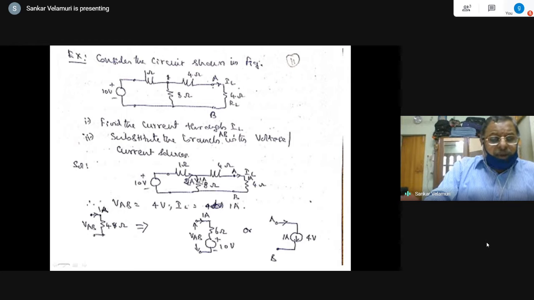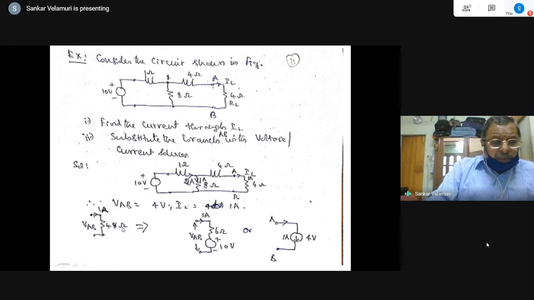And using the current division rule, because the branch resistances are equal, 1 ampere of current flows through the 8 ohms branch and this IL, that is through AB, because 4 and 4 are in series. So therefore IL is equal to 1 ampere and VAB is equal to 4 volts.